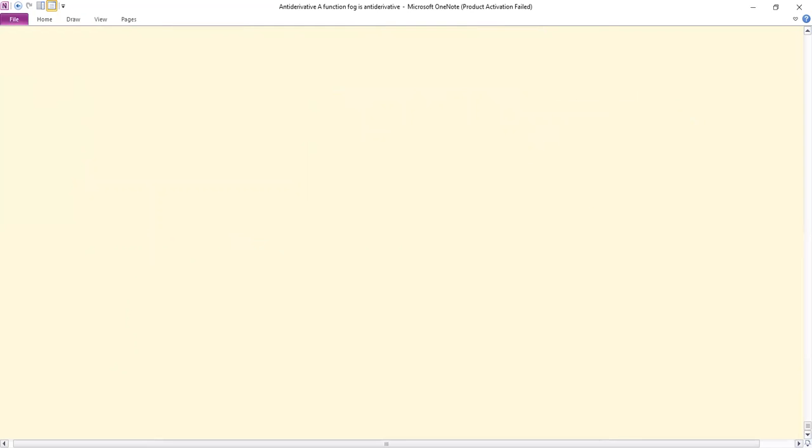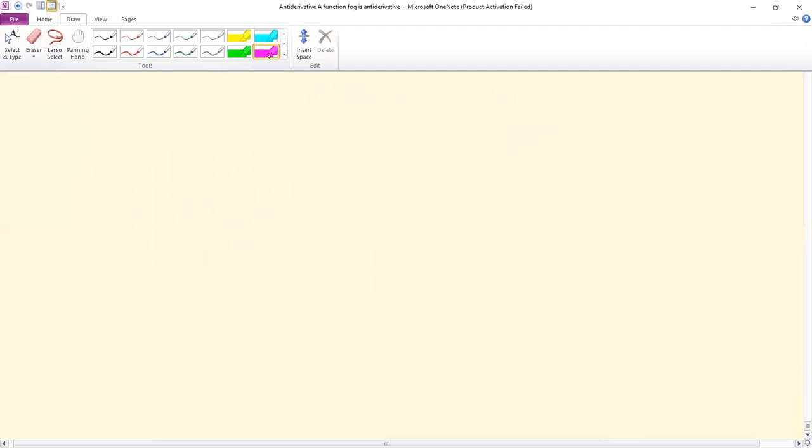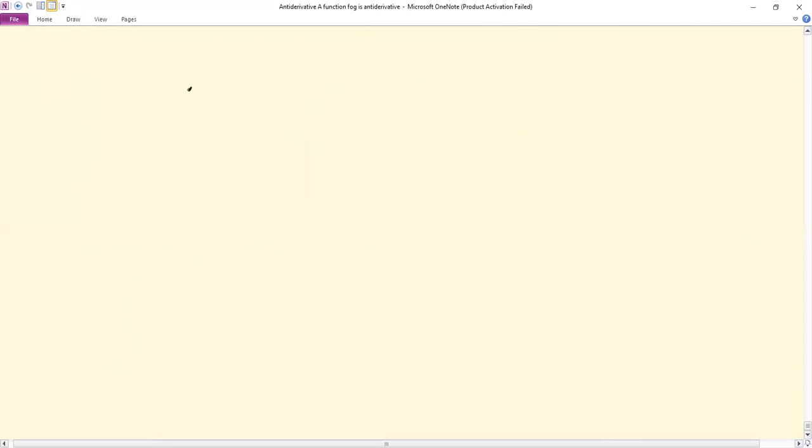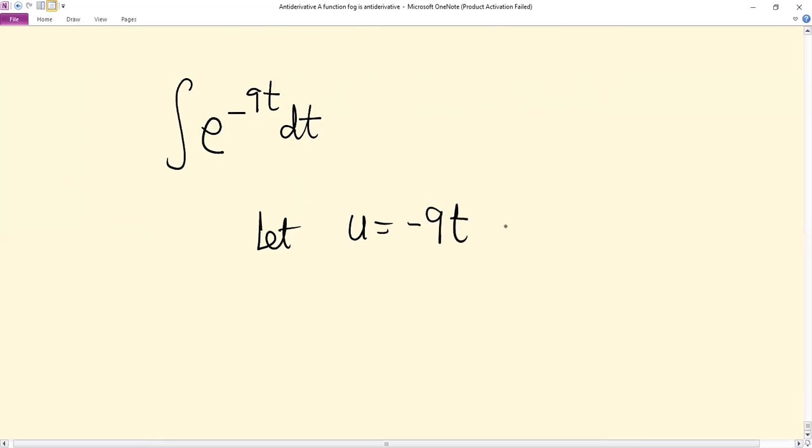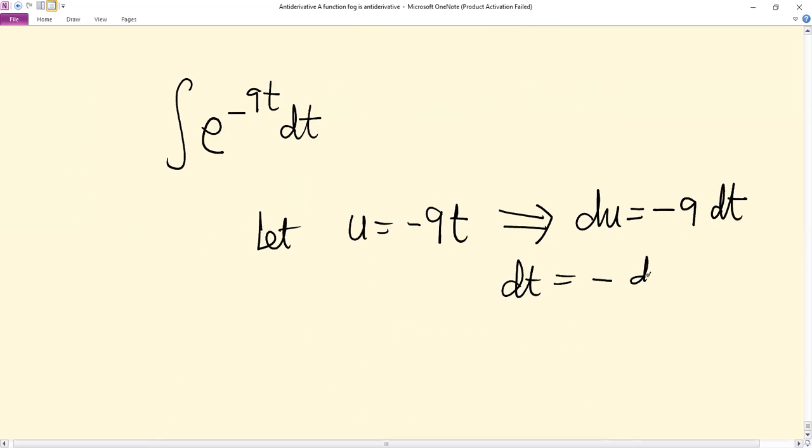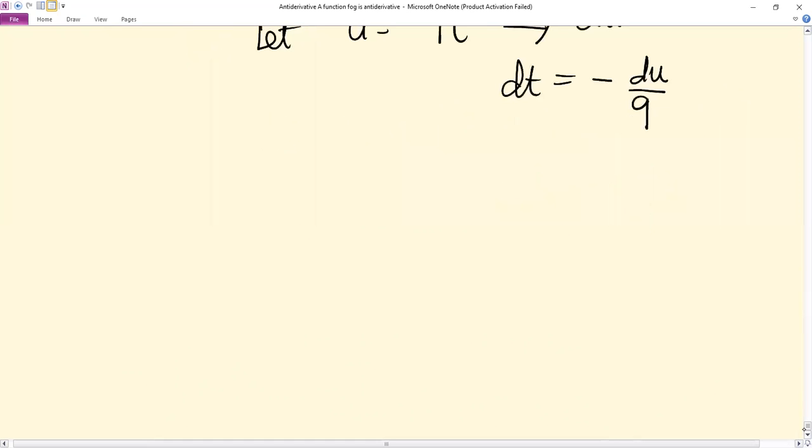Second last problem. Integral of e raised power minus 9t dt. So we fix the power. So we say let u be minus 9t, which means du will be minus 9 dt. So dt alone will be negative du over 9, simply divided through by minus 9.